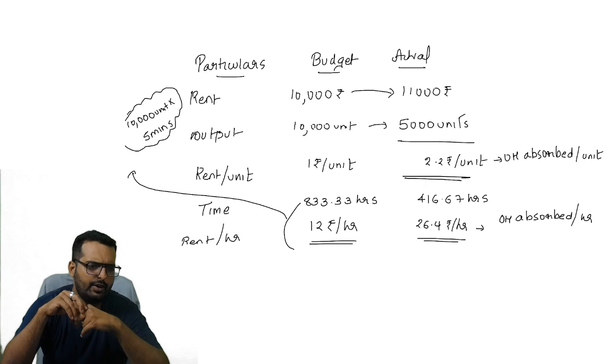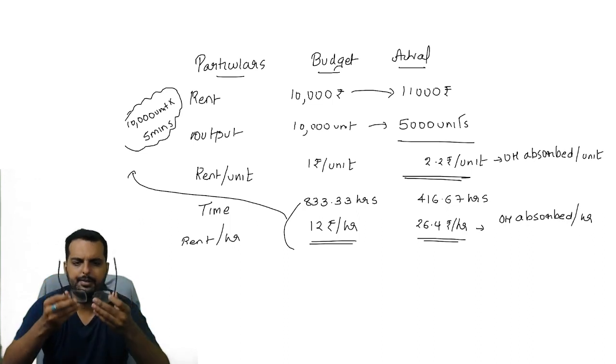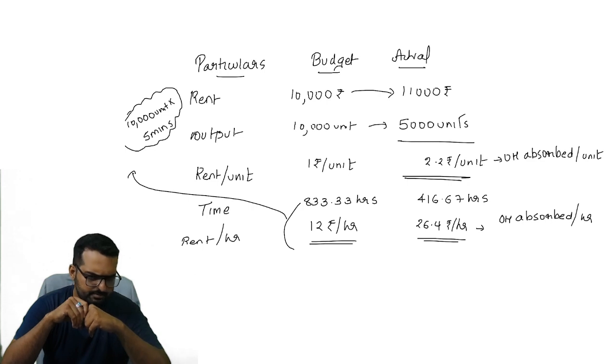10,000 units into 5 minutes divided by 60 minutes per hour. Are you all done writing this?